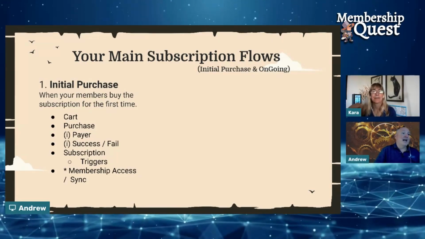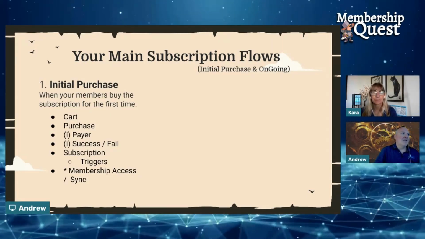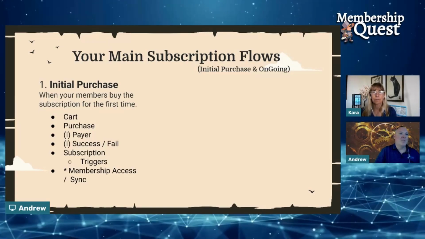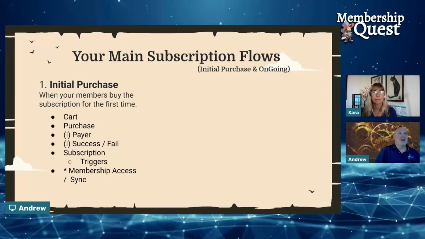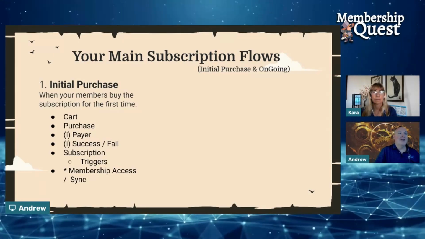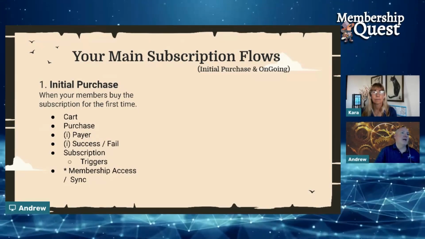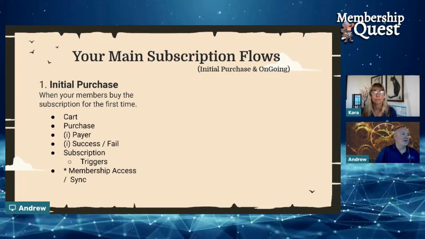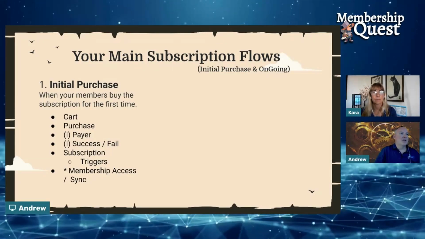But so the last thing is that membership access. So again, if you're on that WordPress SaaS model, depending on the SaaS, right, then you're going to get that integration into your membership list. If it doesn't do that, then you need to do that manually or set up some type of integration. So that's the initial purchase.